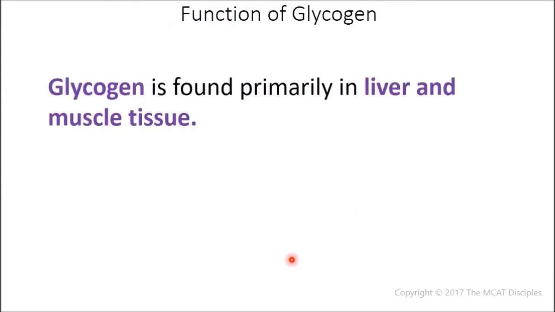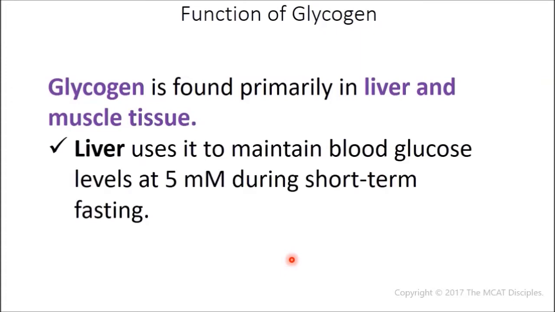Glycogen is found primarily in liver and muscle tissue. Now, in the liver, it plays a very important role in regulating blood glucose levels. We want to maintain a dynamic, steady state of about 5 millimolar, or 100 milligrams per deciliter of glucose, okay? We want to maintain that.